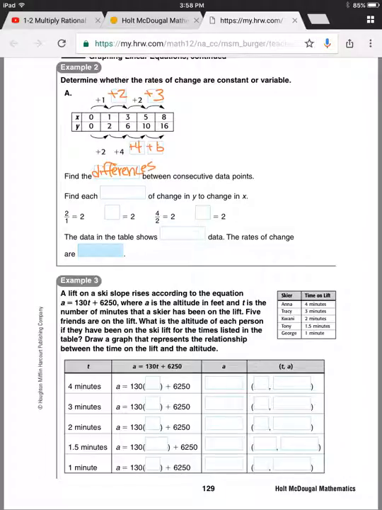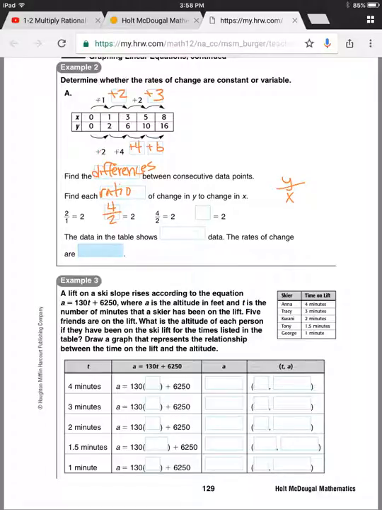So now we're going to find each ratio of change in y to change in x. So y over x, which simply means we're going to find the slope of each. We're going to take these numbers, 2 over 1, so all the changes. The first change, we added 2 over adding 1. The second change, we added 4 over adding 2.